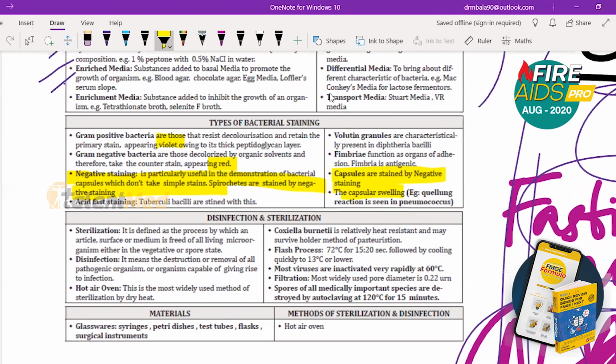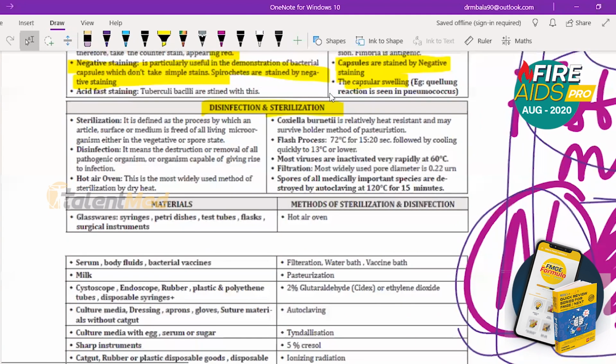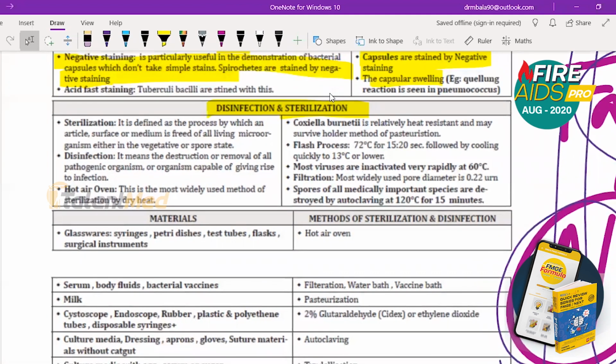Okay, then disinfection and sterilization is the next topic. This is a huge topic. We can't go much in depth, but we will just see some definitions and processes which are essential for your exam in the last minute. The first point is sterilization. It is defined as a process by which an article, surface or medium is freed from all living microorganisms, either in the vegetative or in spore state.